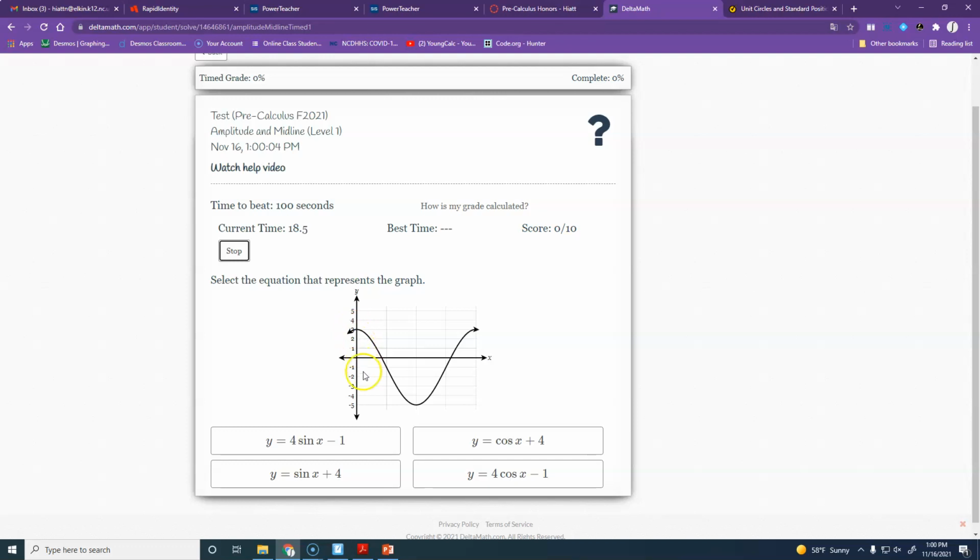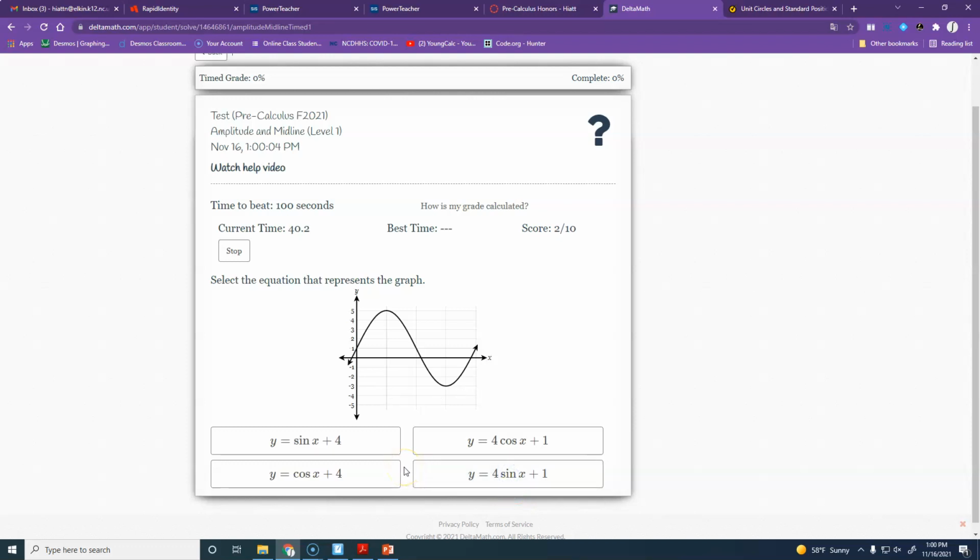Yeah, sine is going to have a y-intercept originally at 0, so it's going to hit the midline in the middle. This, since it starts at a tall point, is going to be a cosine. So it would be this one right here. So here, midline at -4, amplitude of 1. That's also a cosine because it's a maximum right there.